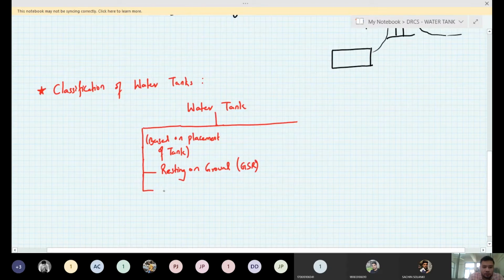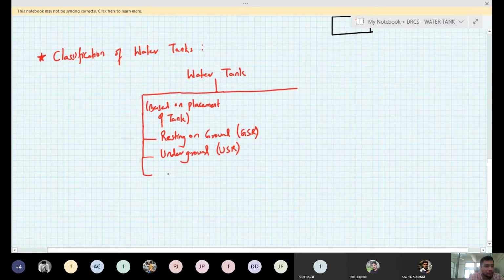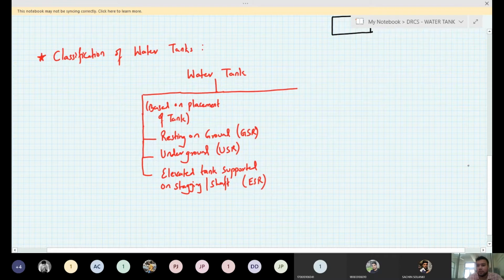It can be underground, which is called USR, underground storage reservoir, and it can be elevated, supported on staging, or it can be a shaft. These are called ESR.